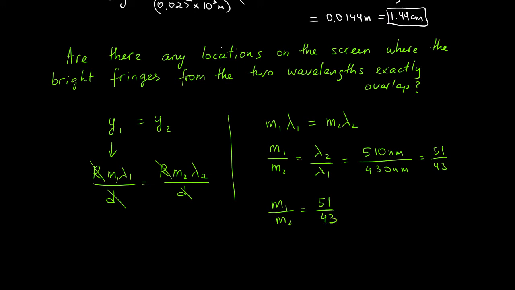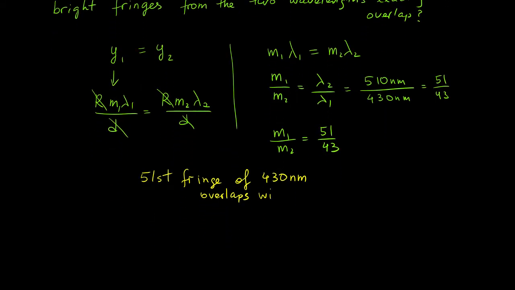What does this mean? It means the 51st fringe of 430 nanometer wavelength overlaps with the 43rd fringe of 510 nanometers.